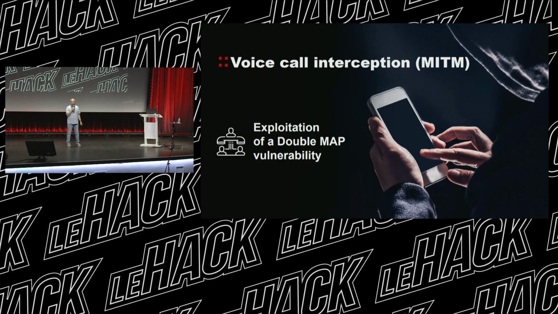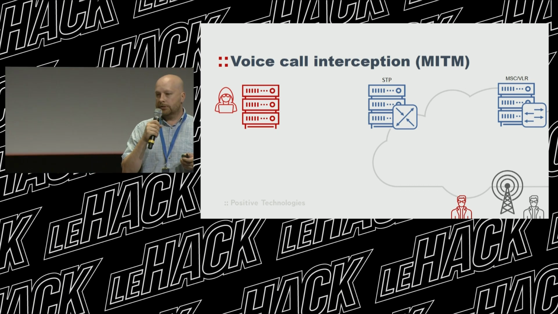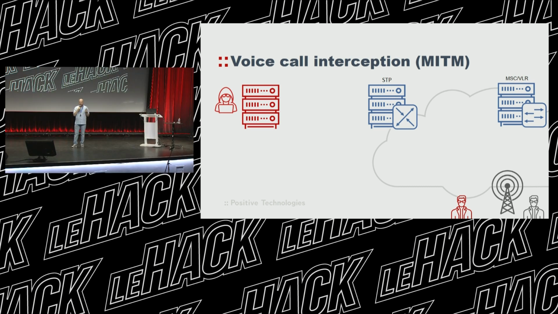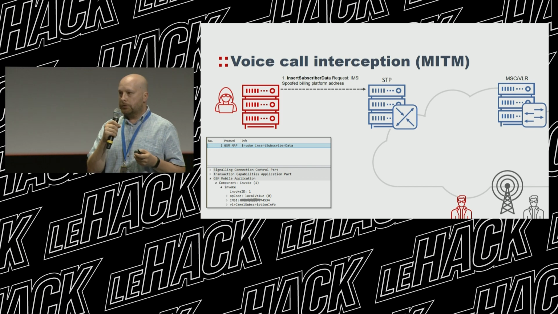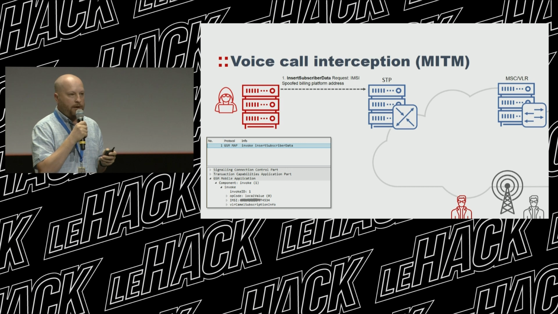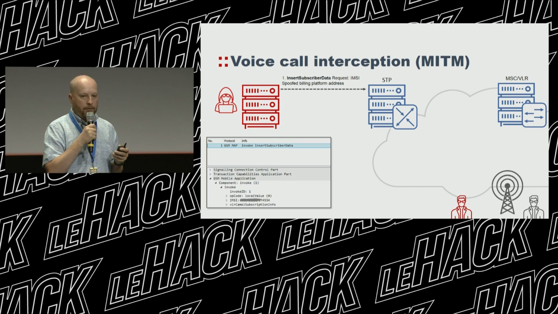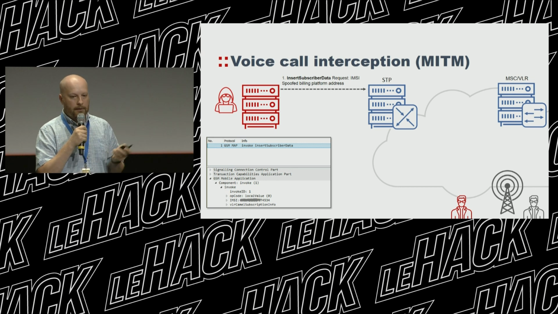Now, our intruder knows subscriber location, but this is not enough for him or for her, and they want to intercept voice calls of our target subscriber. And our intruder will do this exploiting a new DoubleMap vulnerability. How does the classical voice call interception attack work in mobile networks? Intruder, first of all, should send insert subscriber data signal message. This message is used to change the profile of the subscriber. In this particular attack, intruder should spoof the billing platform of the subscriber, changing the real address of the real billing platform to its own address. This one.